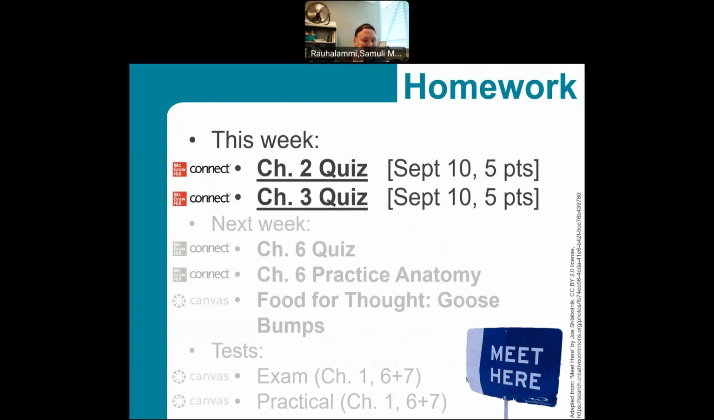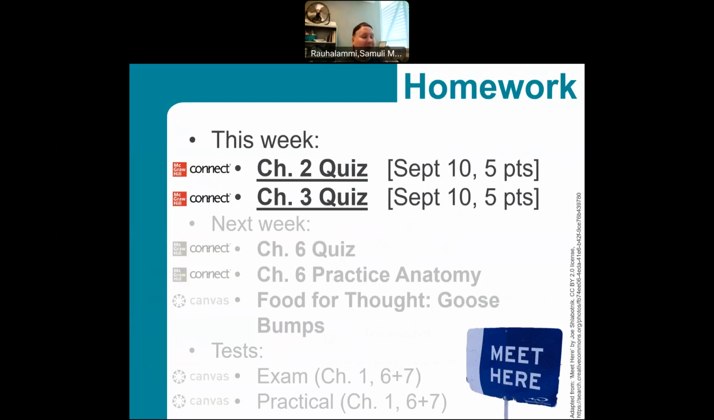Sometimes students are already looking into the future and thinking about the tests that you have. We're still a little way away from our first test, but just to give you an idea, I want to be very transparent. I want to be very clear. For the first exam, we're covering chapters 1, 6, and 7. So we're covering that very first chapter where we learned about the language of medicine.